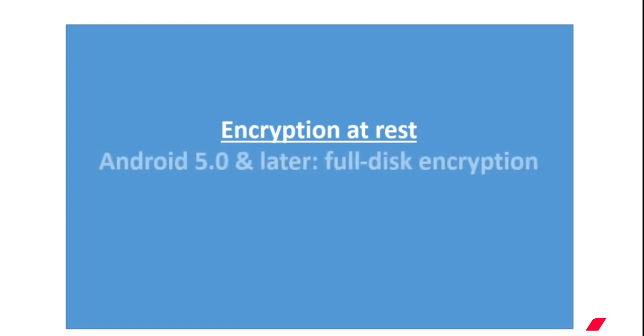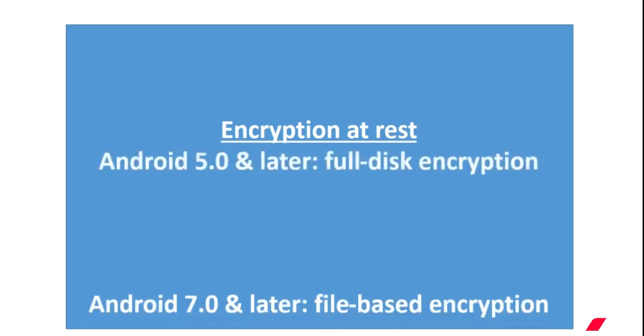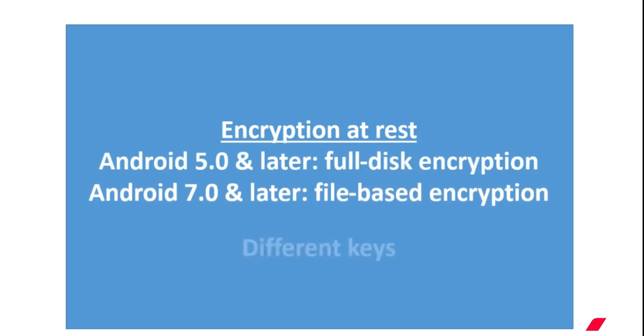Okay. Welcome to the third part of Android security structure. In this lecture, we will talk about encryption, and it's specifically encryption at rest, right? Now Android version 5.0 and later, so for quite some time, actually supports full disk encryption, and from Android 7.0 and later it actually supports file-based encryption as well. And basically file-based encryption allows different files to be encrypted with different keys that can be decrypted or unlocked independently. Okay.